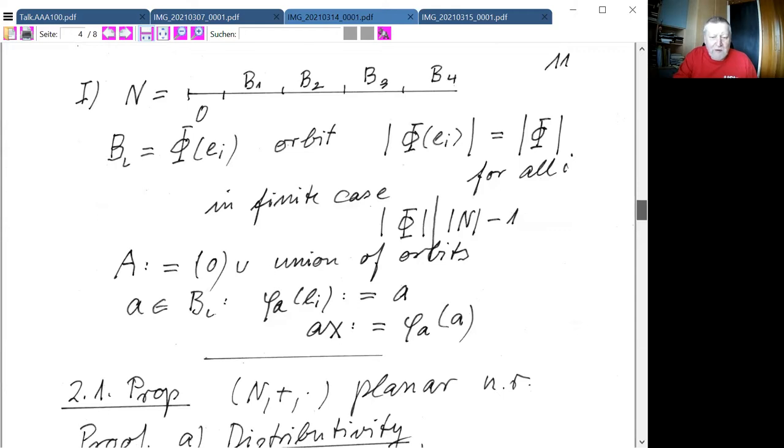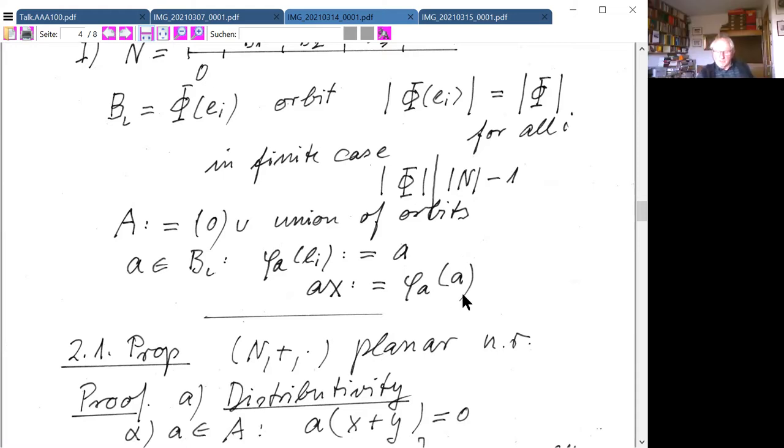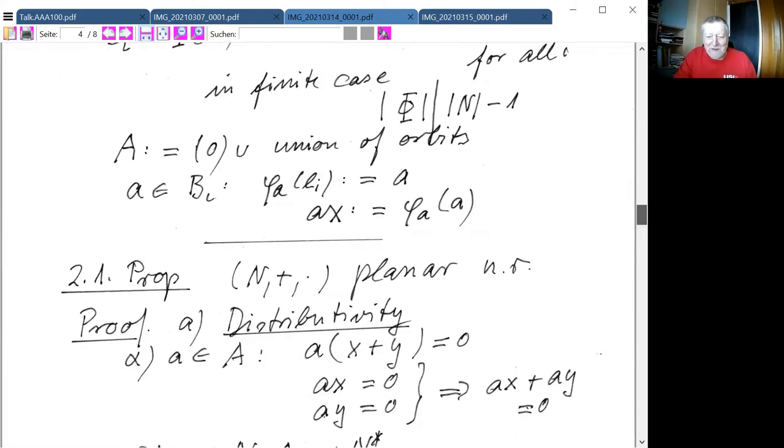Here on page 11, you define the multiplication in the middle of the page in the form a times x is defined by phi a of a, but it should mean phi a of x. Oh, I'm sorry. Yeah, that's a mistake. I apologize. So just for the other people in the audience, please correct this. I missed that. That can happen all the time.